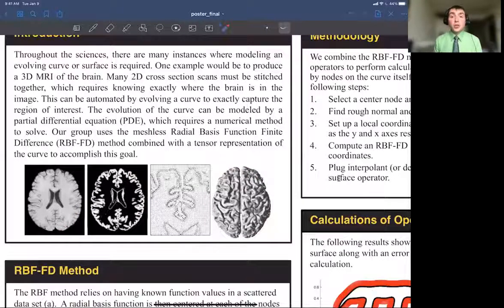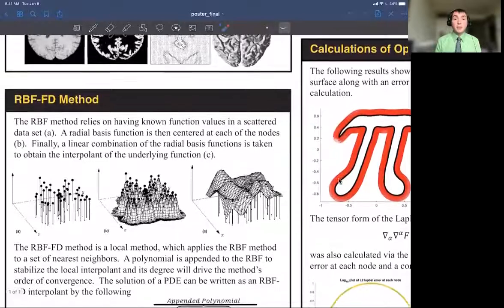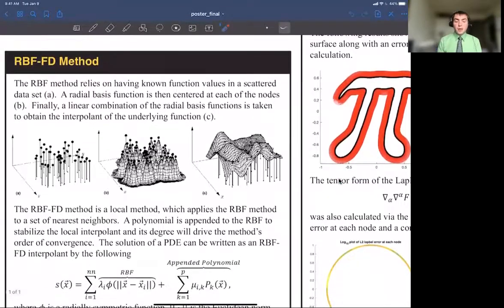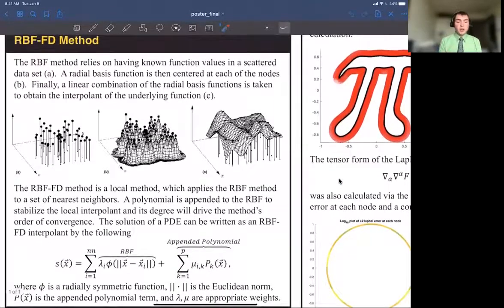The evolution of the curve can be modeled by a partial differential equation, a PDE, which requires a numerical method to solve. Our group uses the meshless radial basis function finite difference method to accomplish this goal. The RBF method relies on having known function values in a scattered data set. A radial basis function is then centered at each of these nodes. A linear combination of the radial basis functions is taken to obtain the interpolant of the underlying function.